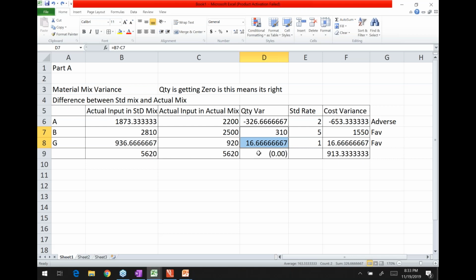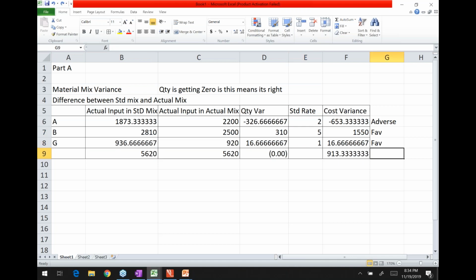This is mathematically. And logically, it's very simple: you have used lower quantity, and whenever you use lower quantity, it's favorable. So mathematically, you can figure out that whenever the answer is positive, this is favorable, and whenever the answer is negative, this is adverse. Logically as well, the same result comes: when you have used more quantity, as in the case of alpha, this is adverse, and as in beta and gamma, you have used less quantity, so this is favorable.